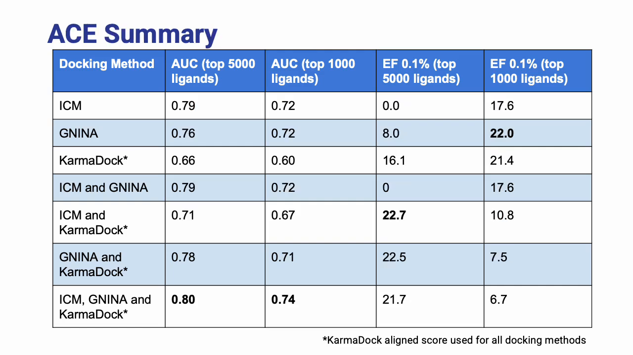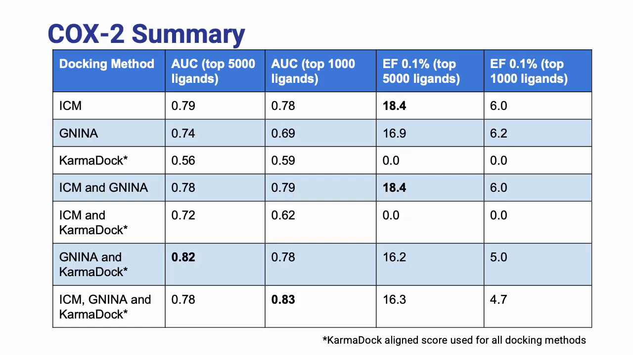For ACE, the ICM-Nina-Karma-Dock combination achieved the highest AUC value, indicating the best overall discrimination. The ICM-Karma-Dock pair and Nina alone yield the highest EF value, reflecting better early enrichment compared to other methods, but enrichment still remained low overall.